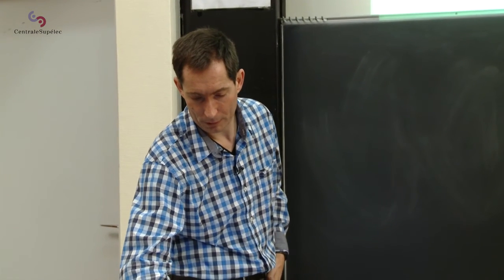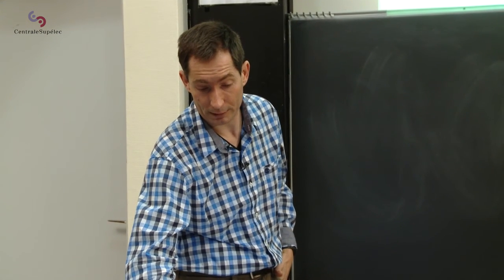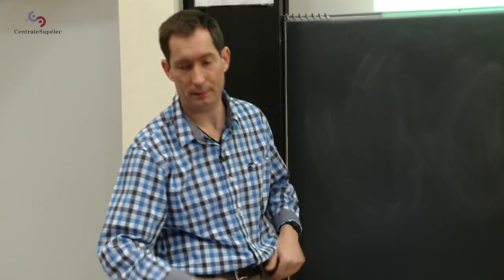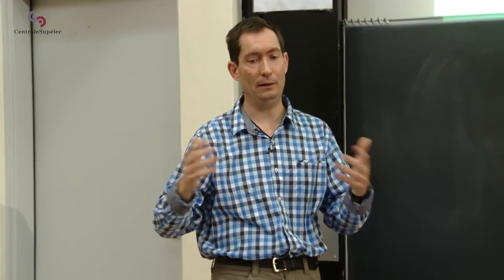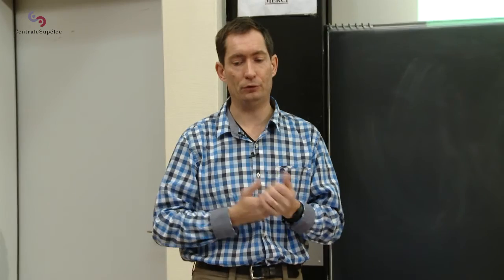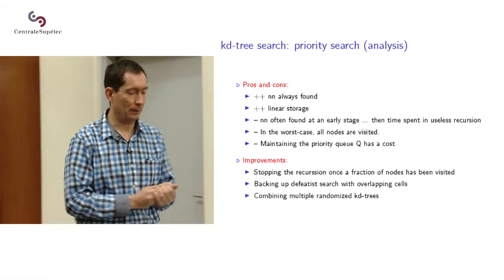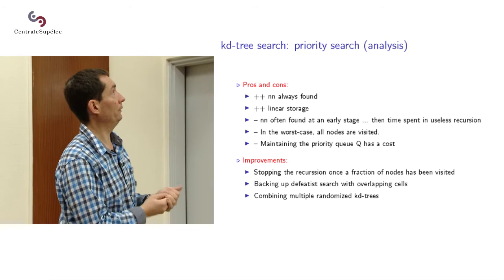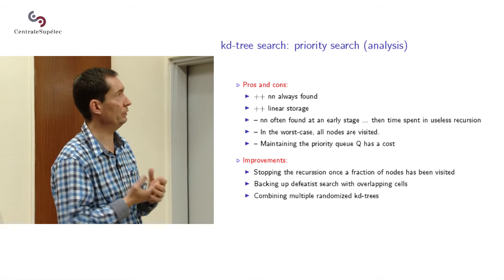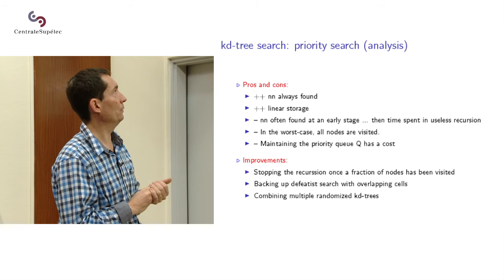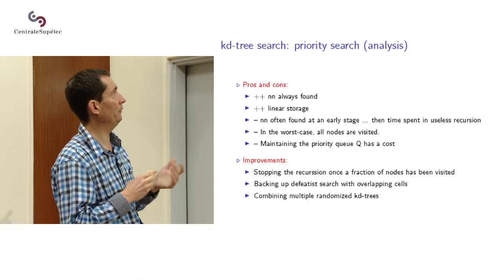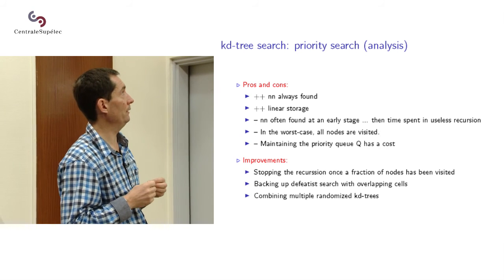So this way, you are going to report the nearest neighbor in any case, but in fact, you minimize the number of nodes you are traveling into. Okay. So if I wanted to recap here on this nearest neighbor search using KD trees, using this priority search, you always return the nearest neighbor.